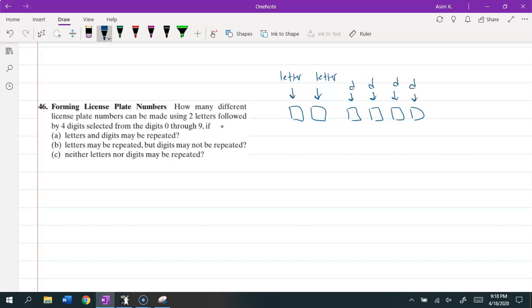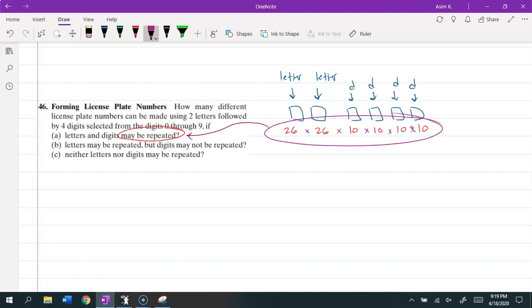Now you're probably wondering, can we repeat it or can we not? And that's the same thing that I'm wondering. So it says if the letters and the digits may be repeated. So now you ask yourself, how many letters are there in the alphabet? There's 26 choices for the first box, and as long as we can repeat, you can have 26 choices for the next box. But then how many digits do you have from 0 through 9? You have 10 digits, so 10, 10, 10, and 10. And if you multiply all of these together, you're going to have the total number of combinations for that first piece right there.